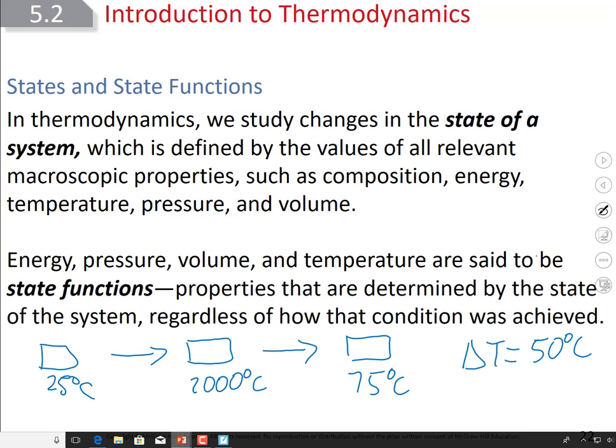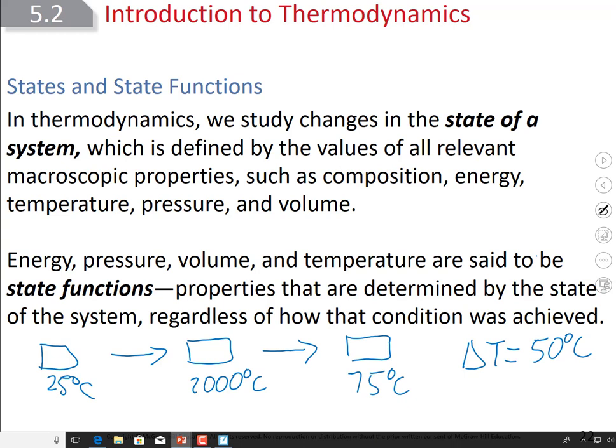Yes? Why didn't we use the high number if it didn't matter? Because I wanted to point out how much it doesn't matter. It doesn't matter how you got there. That's the point of a state function.